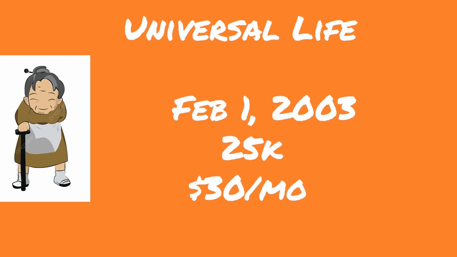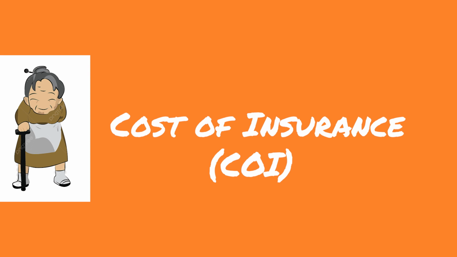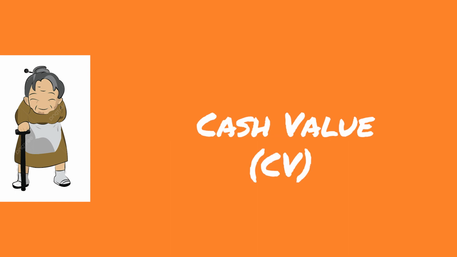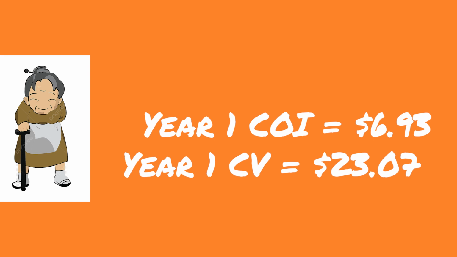Now, when Mildred begins to pay her $30 per month, a portion of that premium covers the cost of insurance to insure her life at her attained age at the time of application, which happens to be 50 years old. The remainder portion of her premium payment accumulates in the cash value of her policy. The premium allocation represented in the first year of her policy stays consistent until her age changes.